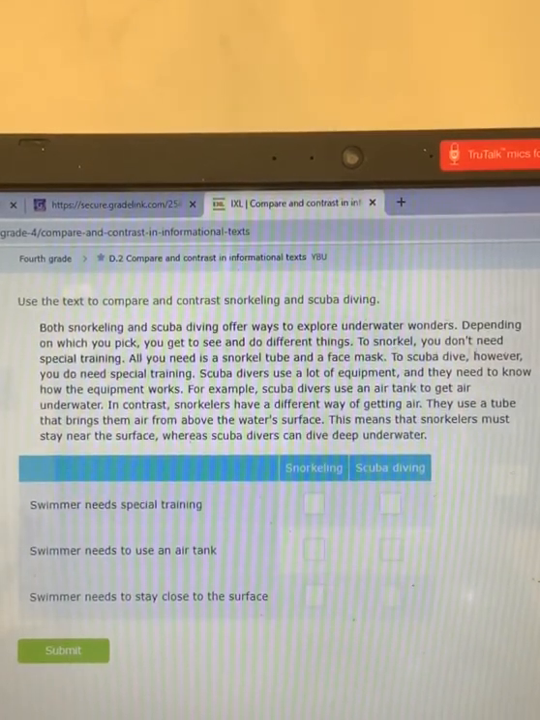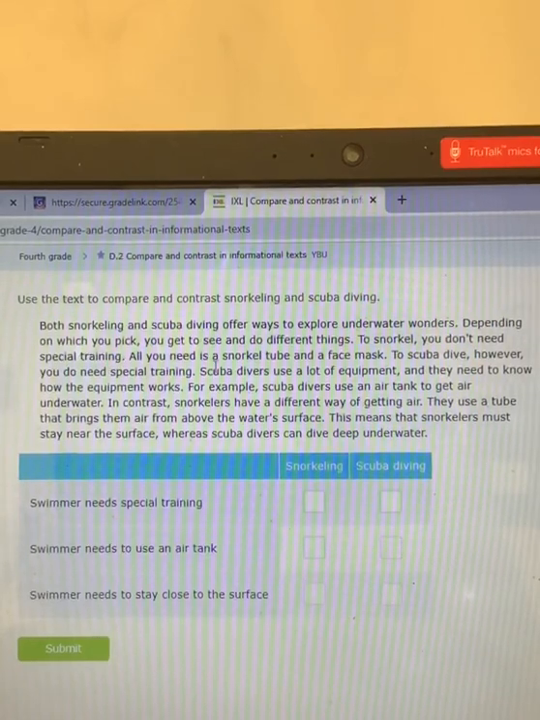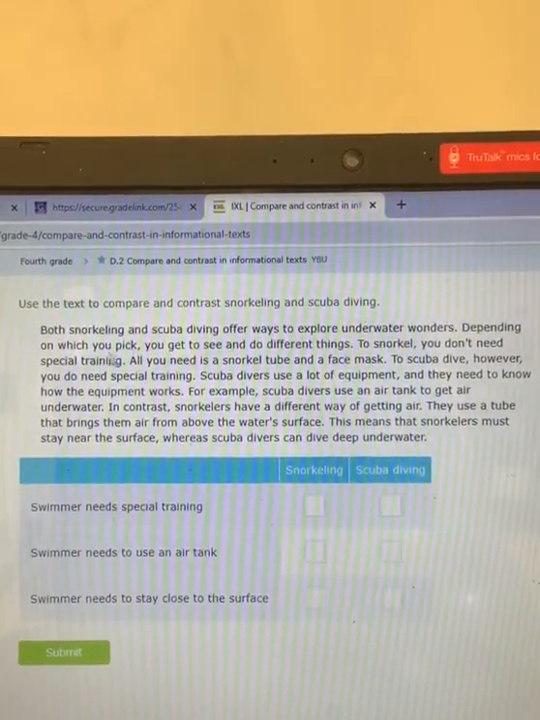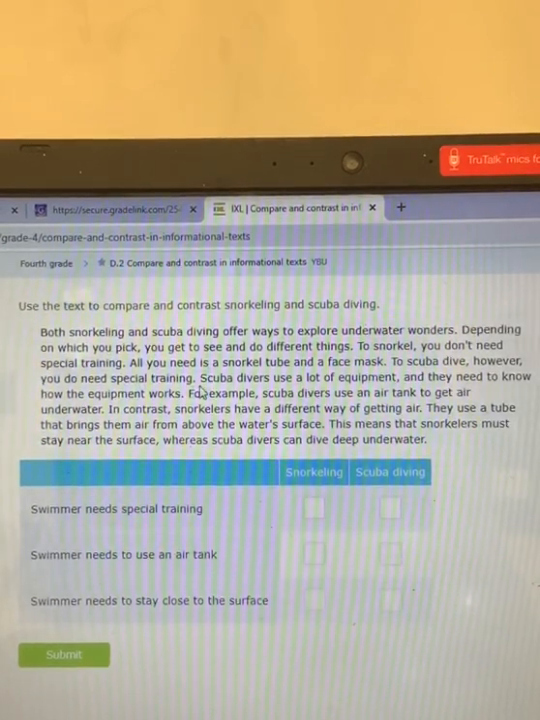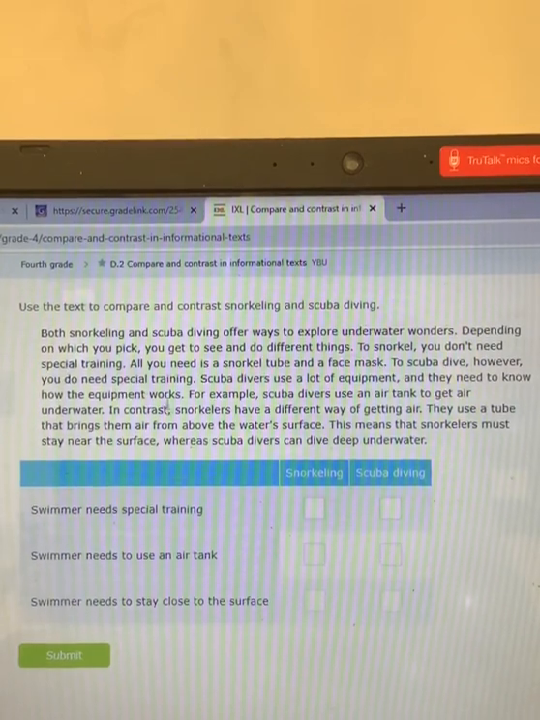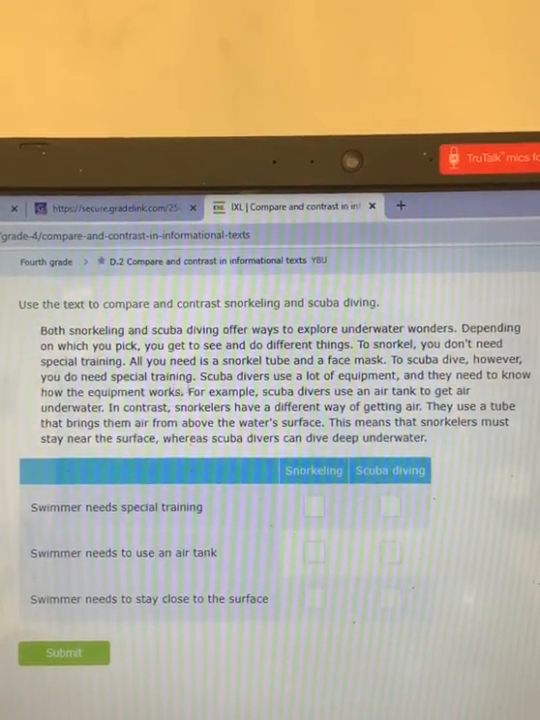To snorkel, you don't need special training. All you need is a snorkel tube and a face mask. To scuba dive, however, you do need special training. So there's a contrast. Snorkeling, no special training. Diving, you need special training.